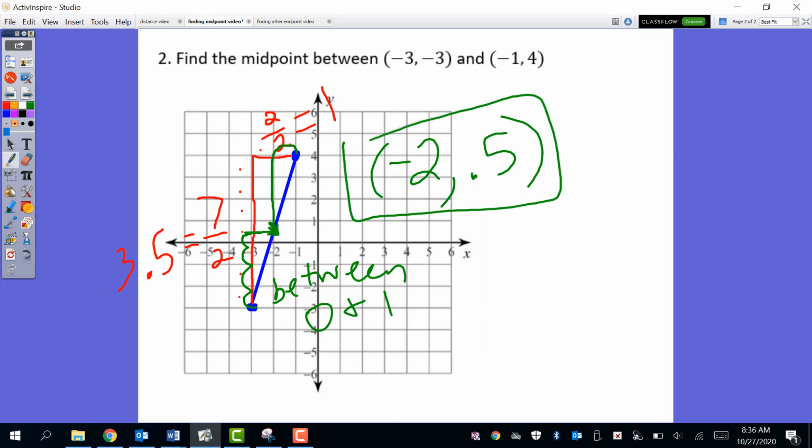This one does turn out to be our answer. And if you look, it is on the line. It looks like it's right in the middle. If you end up with a point like way over here, obviously that's not in the middle of the line, so that would not be correct. Okay? So you can go ahead and start the practice.